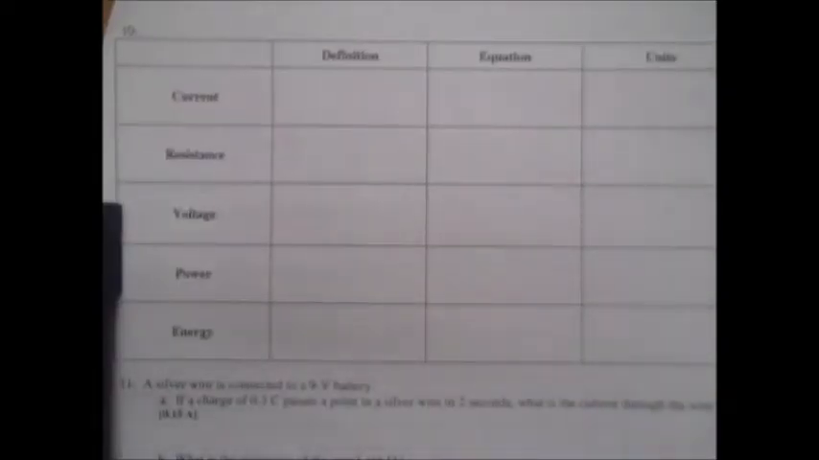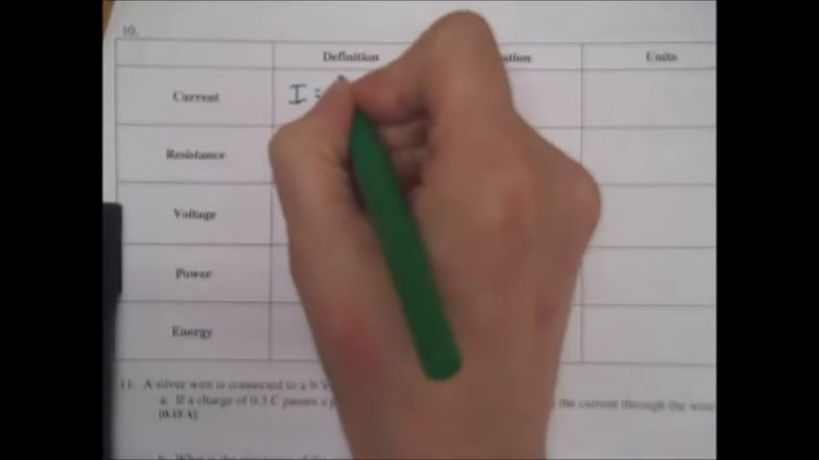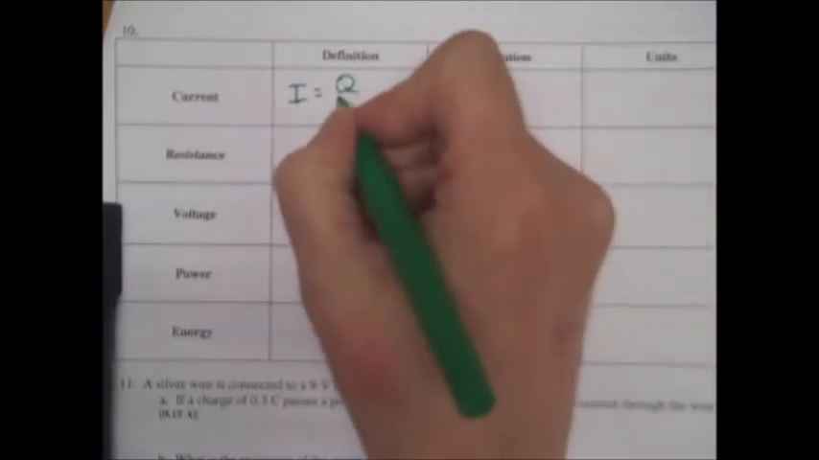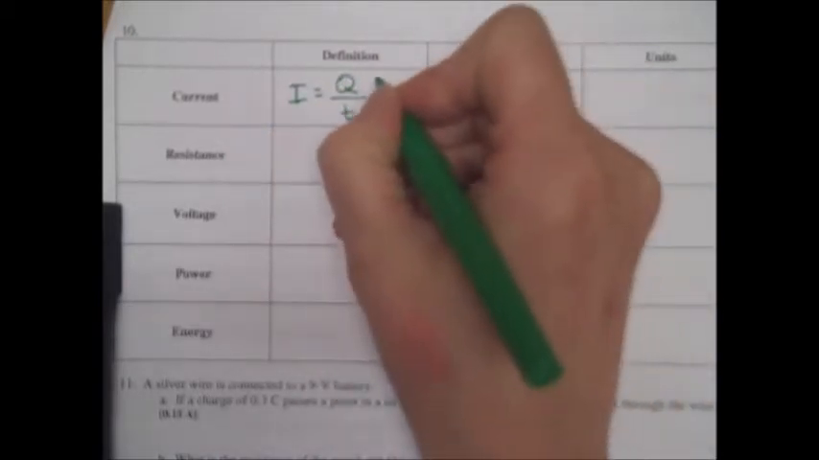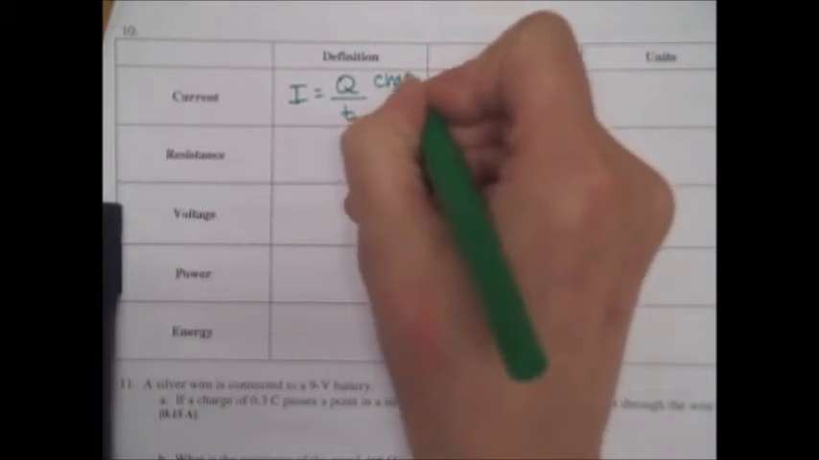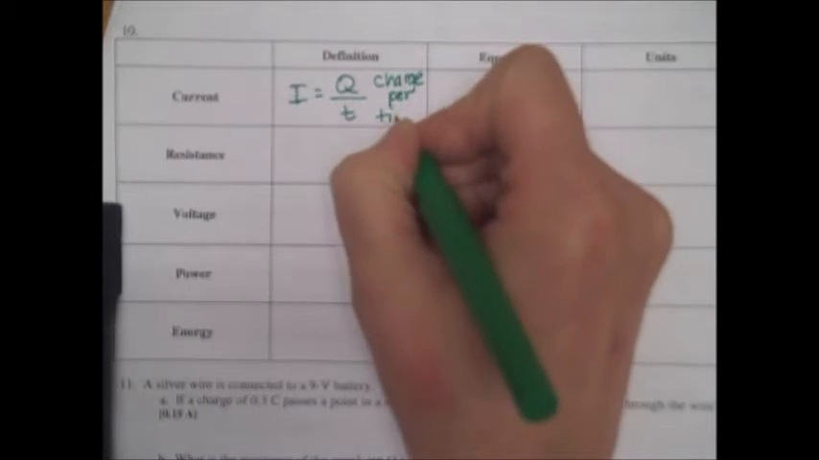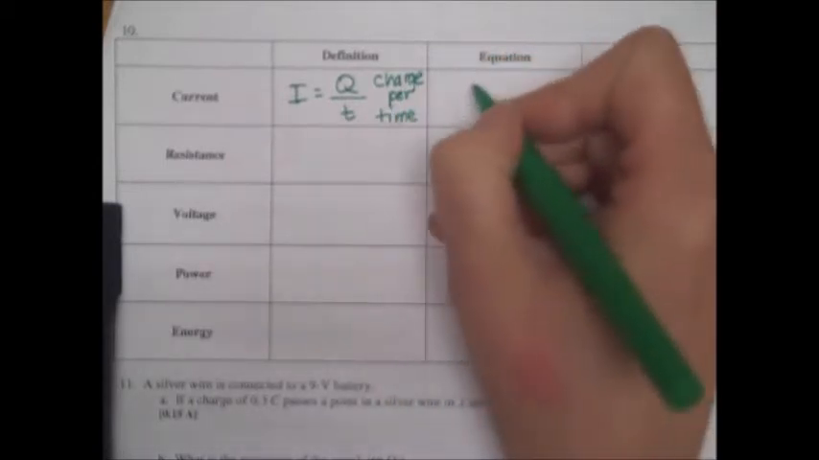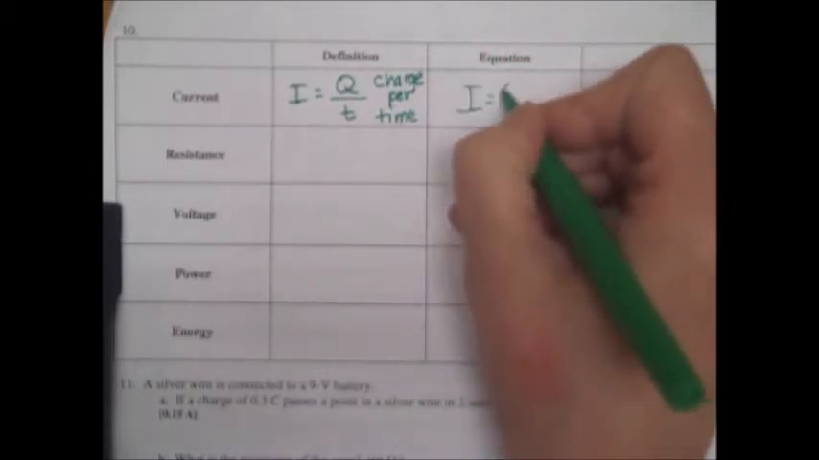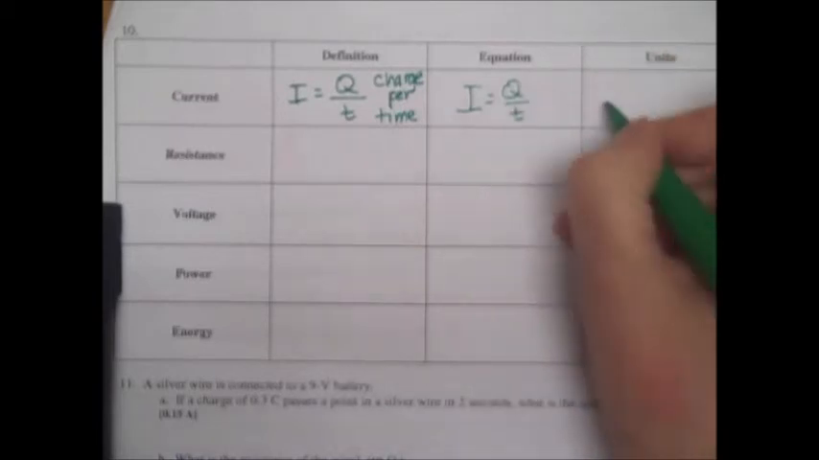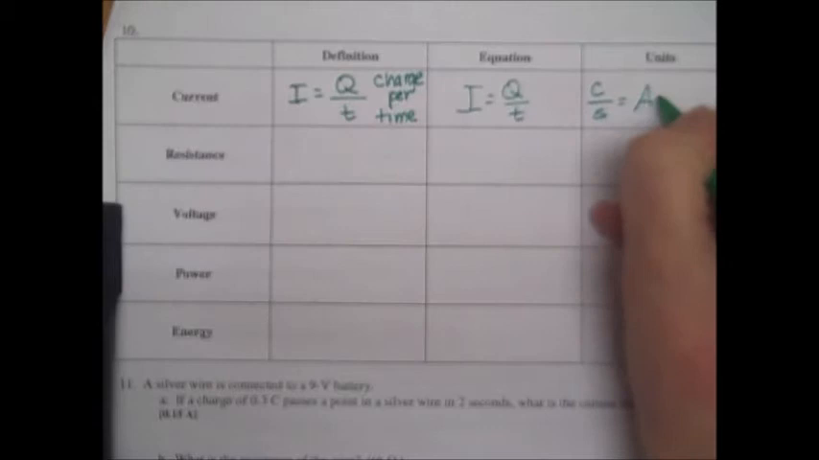And here I'm doing part 2 of the review guide for the test next week. Current, I, is the charge per time. So it's the charge per time, the rate at which charge moves, so I guess I equals Q over T. And the unit of current would be a coulomb per second, or that would equal an amp.